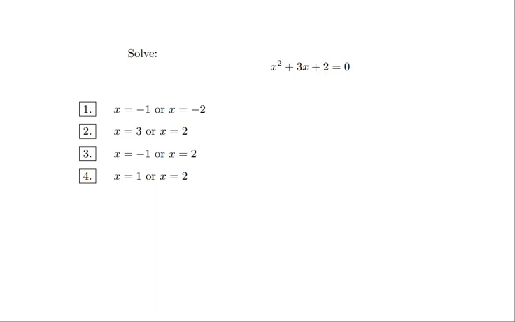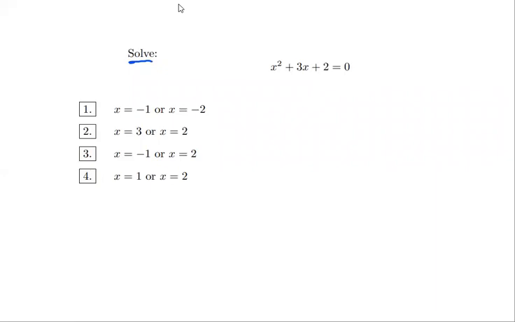Hey, hi. So in this lesson, we are going to look at how to solve quadratic equations for your GED exam. And as always, I would recommend that you pause this video and do the questions before seeing my solution. But for the first question, it says to solve this equation, x squared plus 3x plus 2 equals 0.